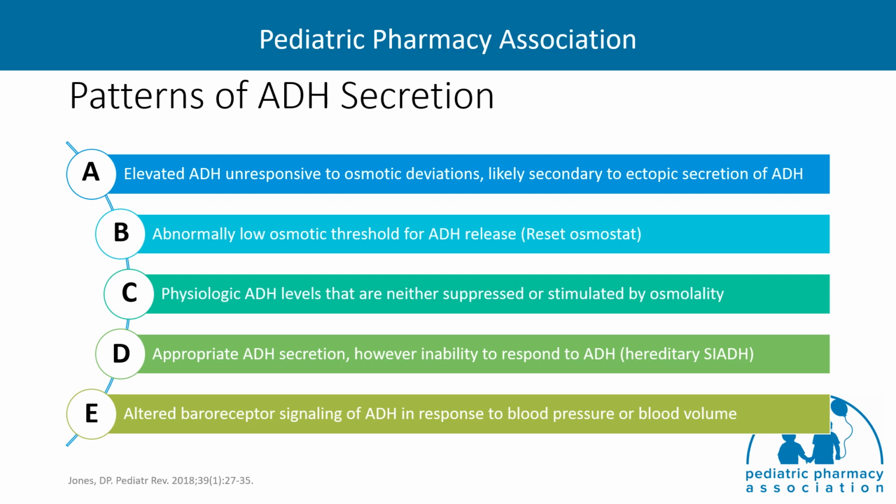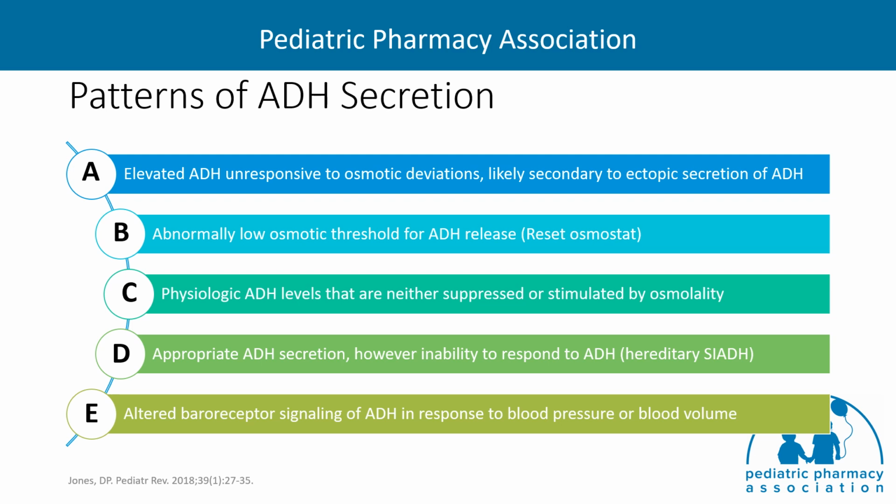Type C is where antidiuretic hormone levels that are persistently in the physiologic range are neither suppressed by a low plasma osmolality nor stimulated by a rising plasma osmolality, and this may occur in patients with ectopic ADH secretion. Type D, normal osmoregulation, but urine is concentrated even if ADH release is suppressed.